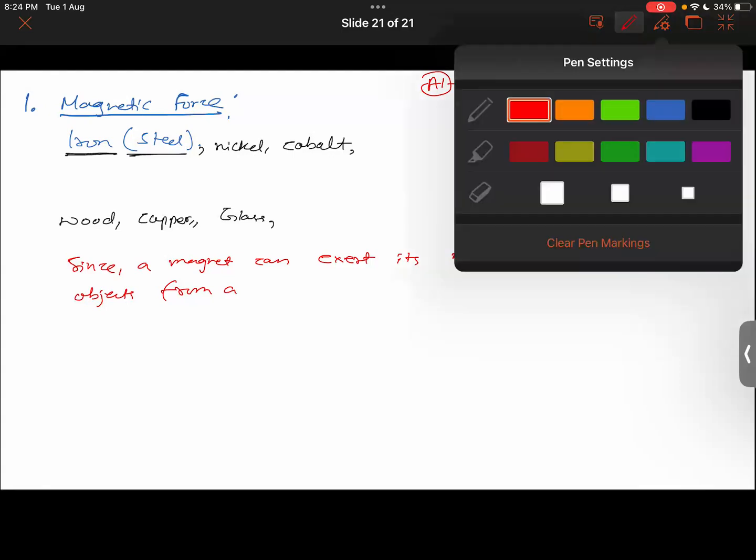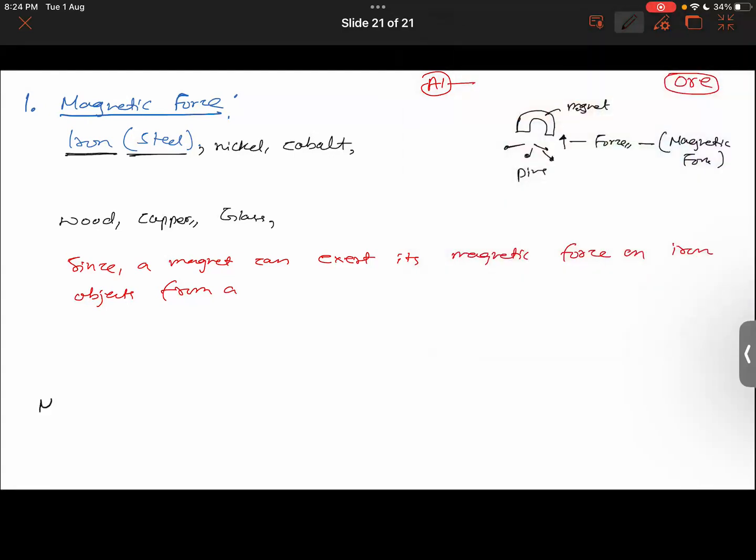Let me give you an idea of that. Minerals and ores. Suppose you have aluminum, that is a mineral. Do we get aluminum in pure form in nature? We do not get it in pure form in nature, like petrol. We get it as crude oil. Magnetite is an example of a magnetic ore.